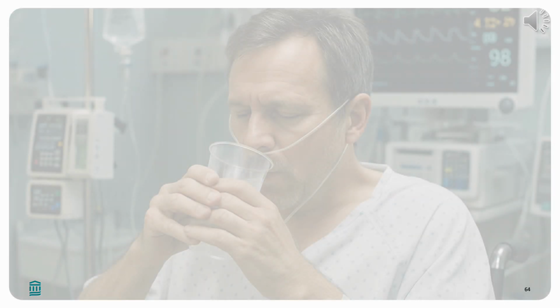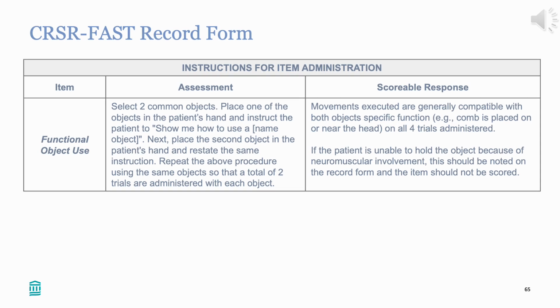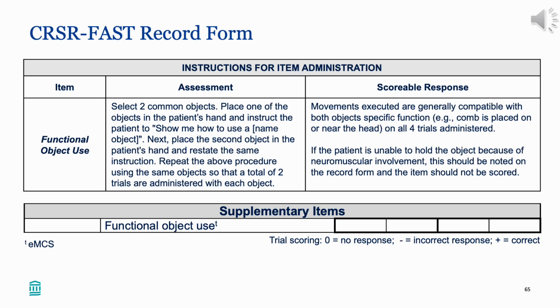To assess for functional object use, the examiner needs two different common objects, such as a cup and a comb. The examiner should place one of the objects in the patient's hand and instruct the patient to demonstrate how to use the object. Then, the examiner should place the second object in the same hand and restate the instructions. The examiner should repeat the above procedure using the same object so that 2 trials are administered with each object for a total of 4 accessible trials.